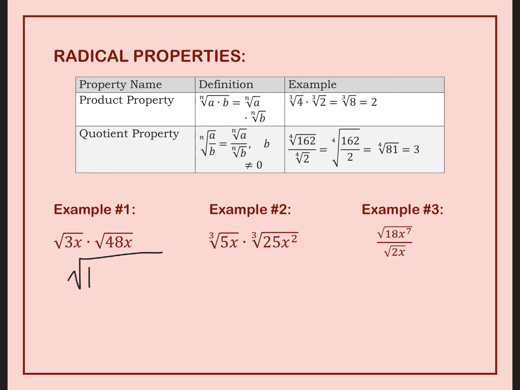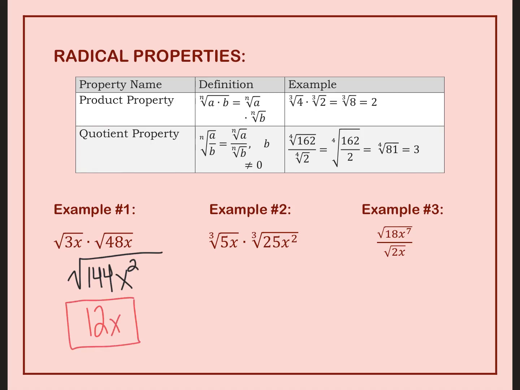So 3 times 48 is 144. X times x is x squared. And now you can take the square root. So you can take the square root first or second, but if you can't take the square root, like I couldn't take the square root of 3, I couldn't take the square root of 48, so I can multiply these and see if that helps me. So hopefully now you guys see that the square root of 144 is going to be 12, and the square root of x squared is just x.